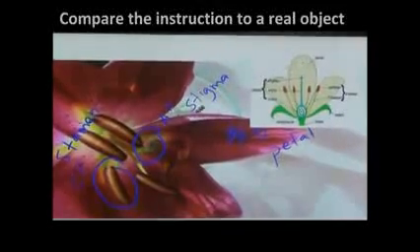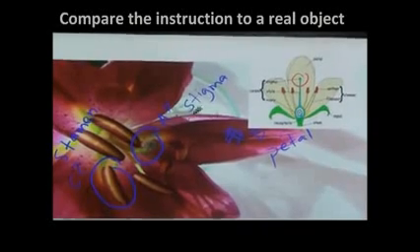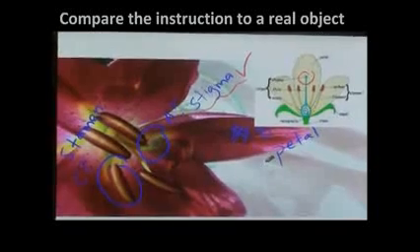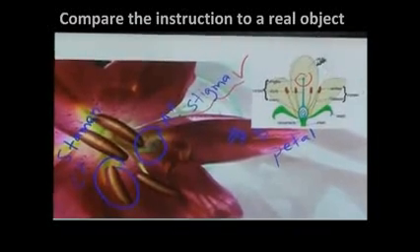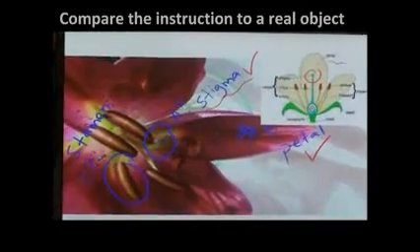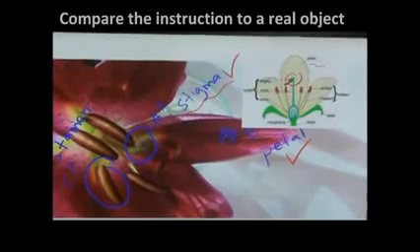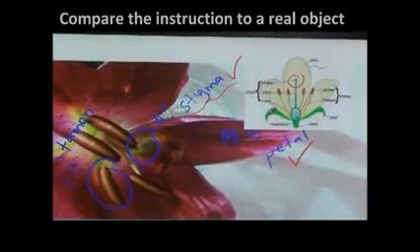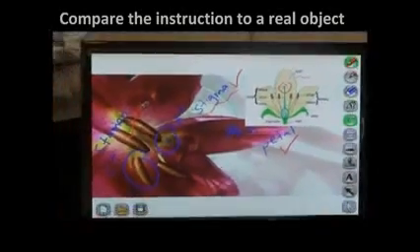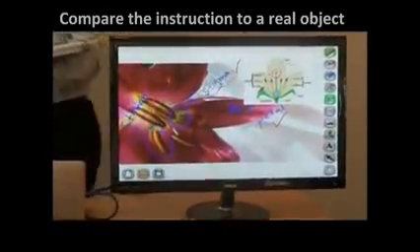So A is stigma. Stigma is this part. So stigma is correct. B is petal. Where is the petal? Petal is here. So petal is correct. And finally, C is stamen. And stamen is correct too.